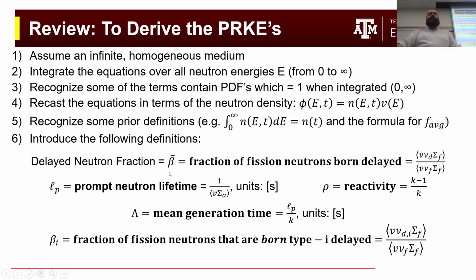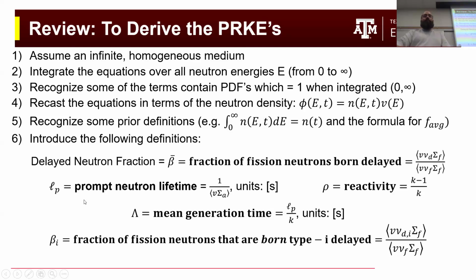So we defined the delayed neutron fraction, which is beta with a bar on top. And that's basically, as the name suggests, the fraction of our fission neutrons that are born delayed. So it's basically the number of delayed neutrons coming out per fission divided by the total number of neutrons coming out per fission.